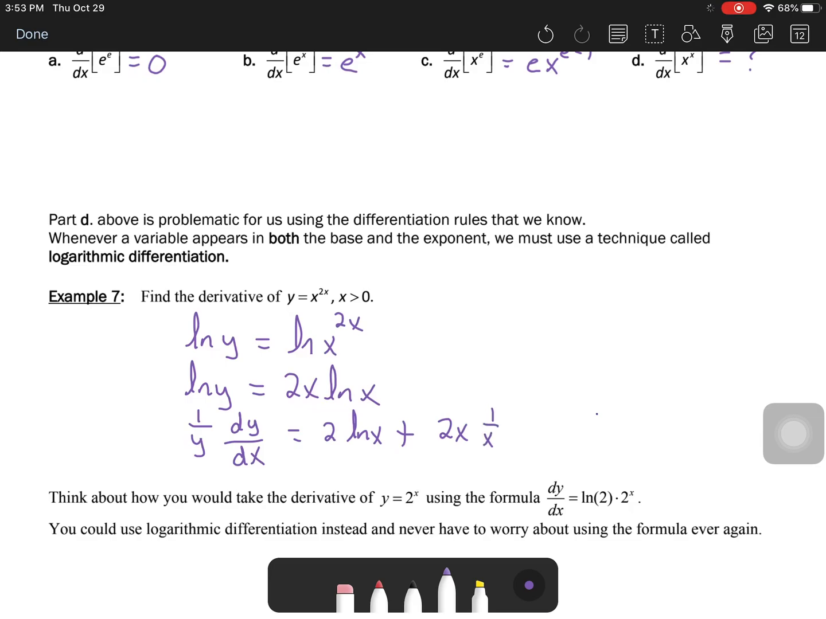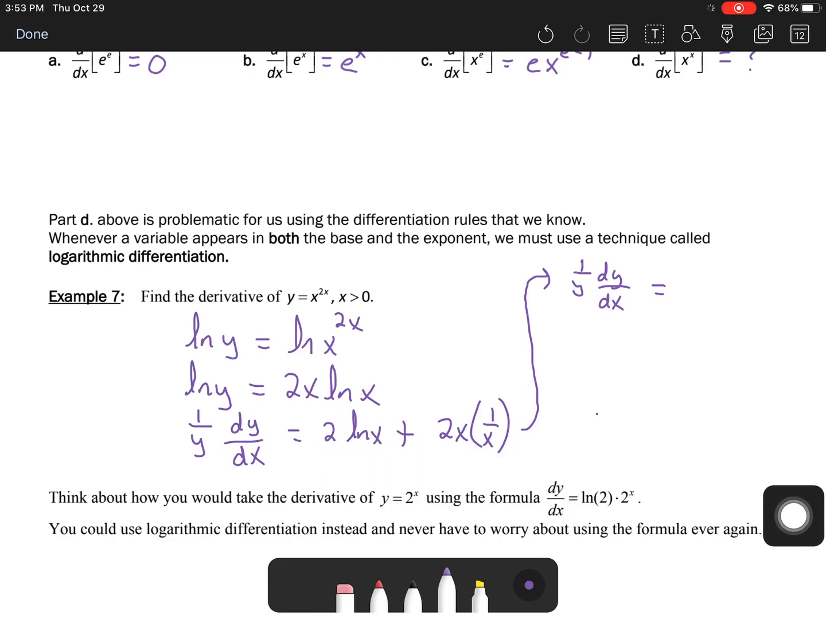times 1 over x. Okay, and then if I continue on here, I've got 1 over y dy dx, I'm just going to recopy that. And over here, if you look at this, 2x times 1 over x, well, the x's are going to cancel. I'm just going to have a 2 there. So I'll have 2 ln of x plus 2.